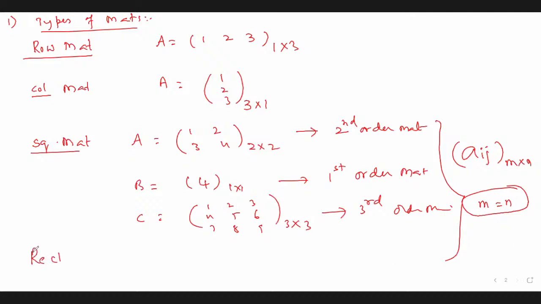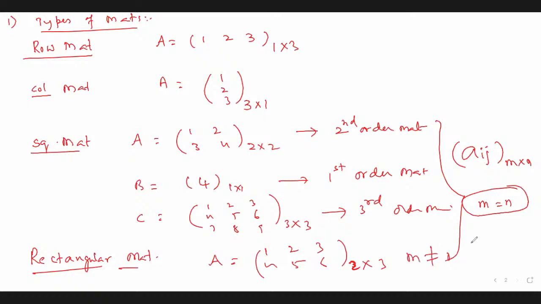Next one, it is a rectangular matrix. The matrix whose number of rows is not equal to the number of columns. That is 2 rows, 3 columns. It is said to be a rectangular matrix where m is not equal to n. Copy this one. Copy this page.